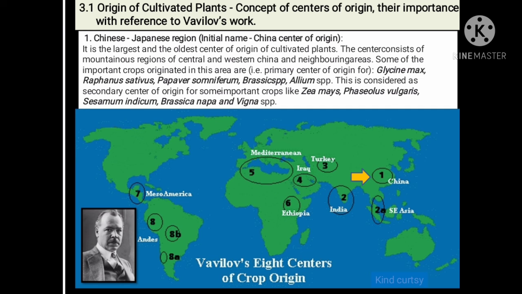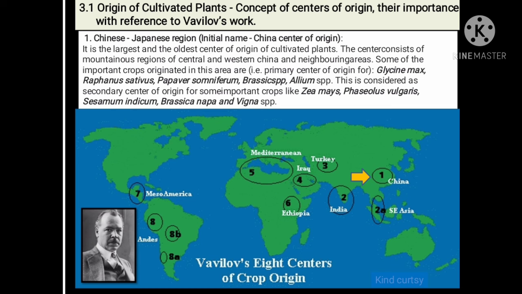Thus, the initial 8 centers of origin of cultivated plants were converted into a group of 11 centers of origin by Vavilov. In the 11 centers proposed by Vavilov, some additions and alterations were proposed by Zhukovsky in 1965, and he suggested 12 mega centers of diversity of cultivated plants. First of all, we'll see the first center, that is the Chinese-Japanese region. Initially, it was named the China center of origin.